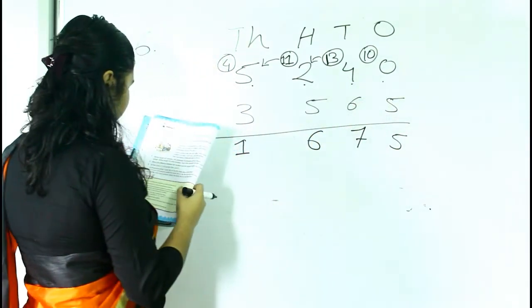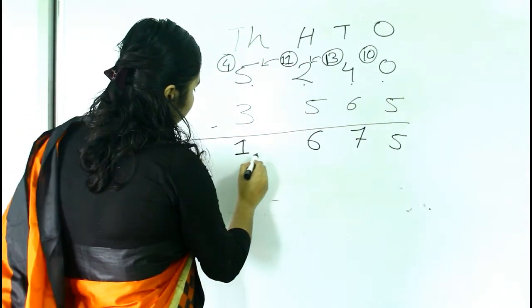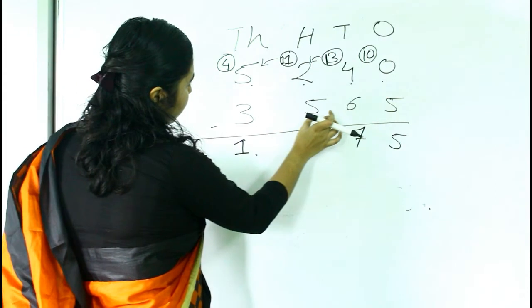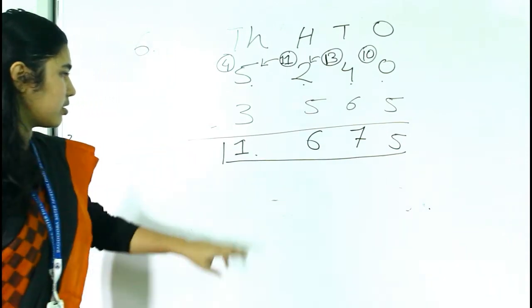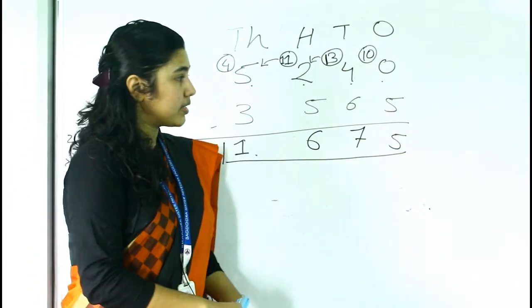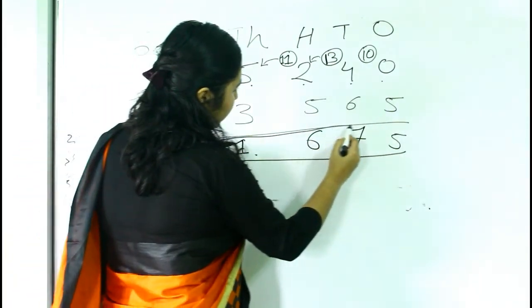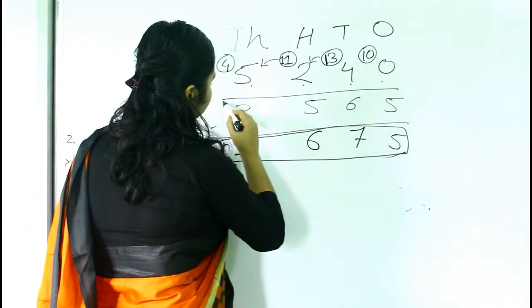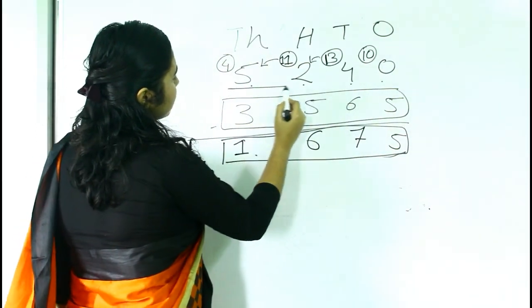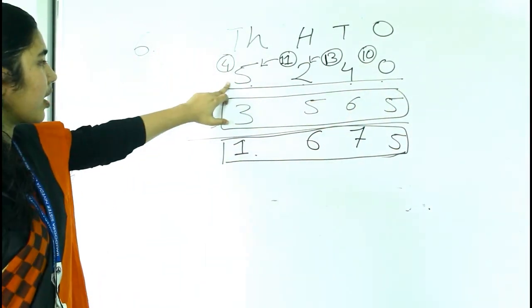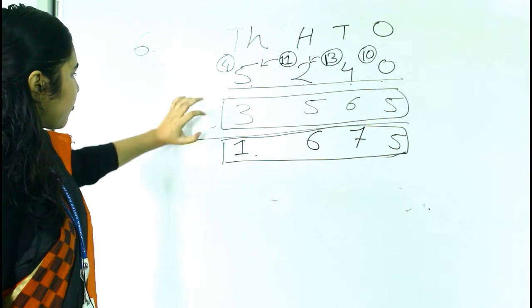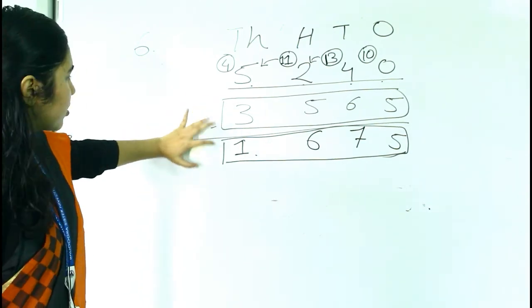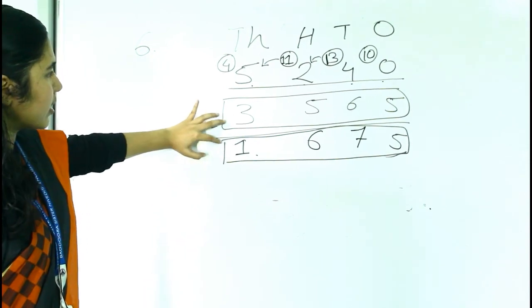That means 5240 is greater than 3565 by this number, 1675. That means if we add this number with the smaller number, we will get the bigger number, 5240. If we add the smaller number with the difference between these two numbers, we will get the bigger number.